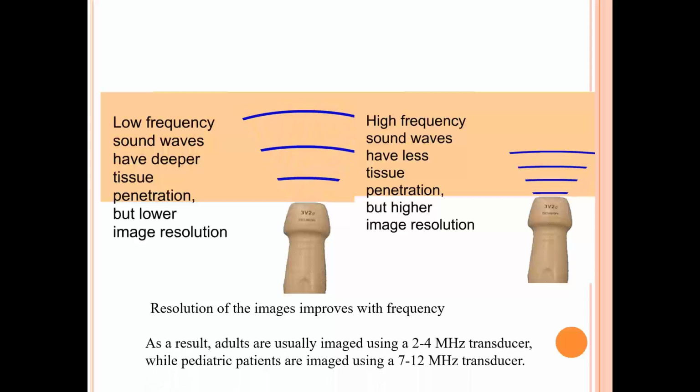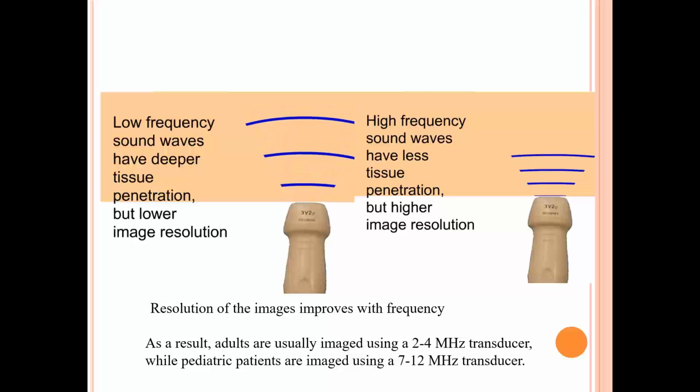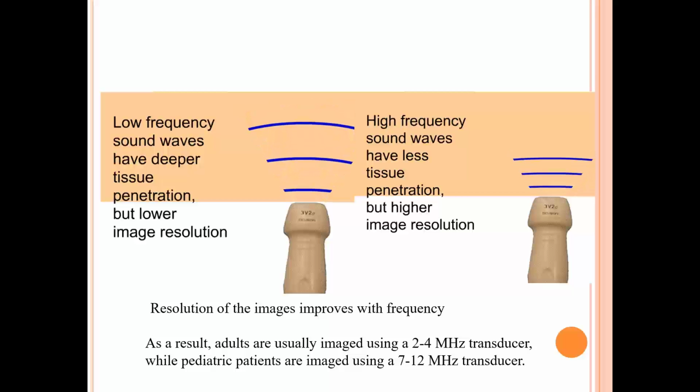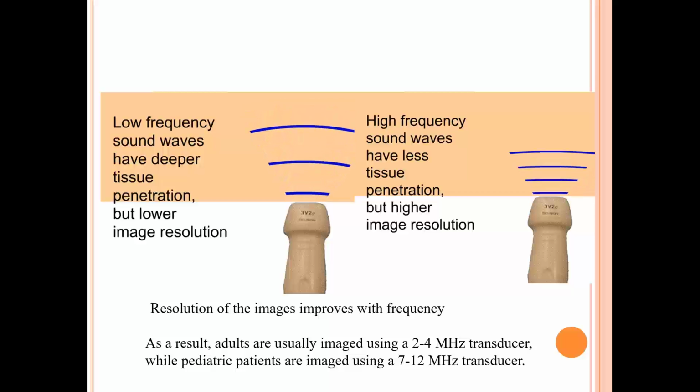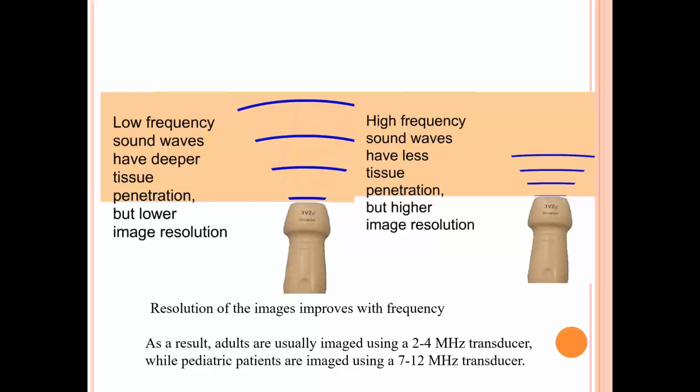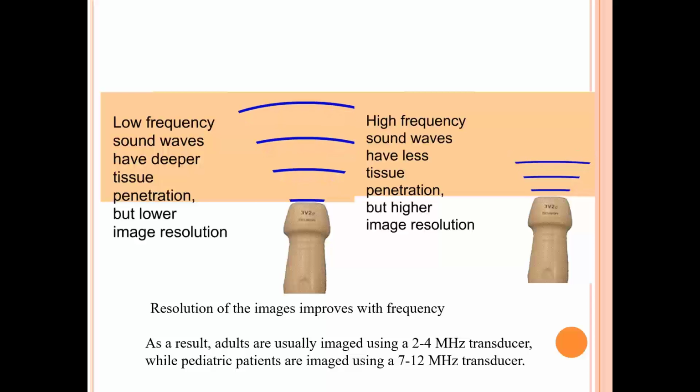That's why in adults we usually image using transducers from 2 to 4 MHz because we need more penetration. On the other hand, the pediatric patients are imaged using higher frequencies because we don't need the penetration, but we need the resolution.